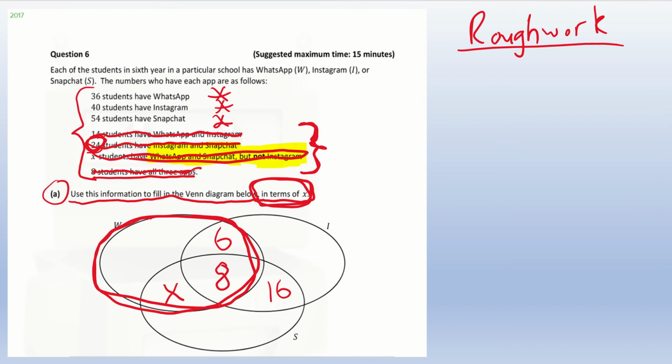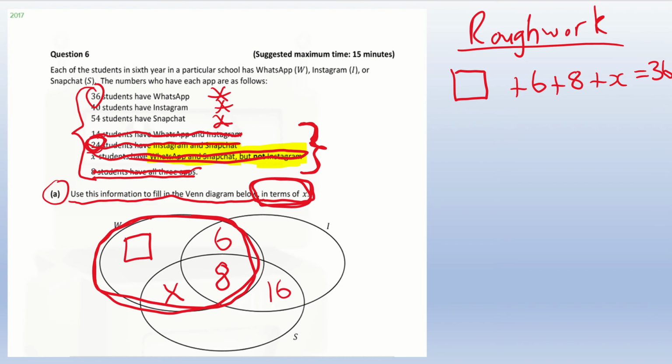And already in my WhatsApp group, we have the numbers 6, 8 and x. So I'm going to put, let's go, a square there, because that's the part that I need to fill in right now. Now, in the question, they've said that 36 students have WhatsApp. So right now, that's going to be my square, my 6, my 8, and my x, and that should equal 36.